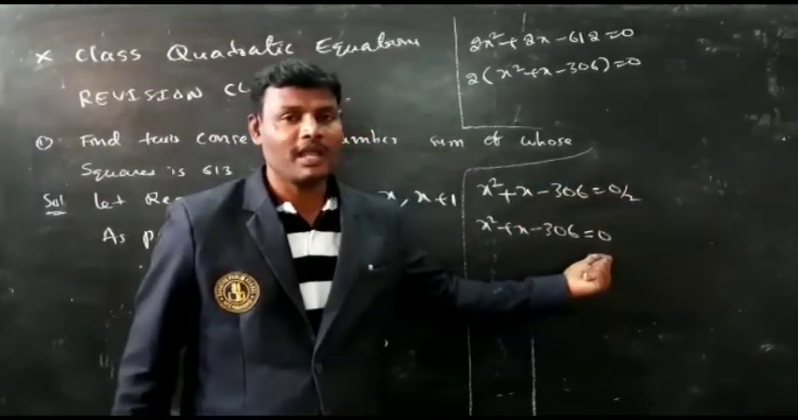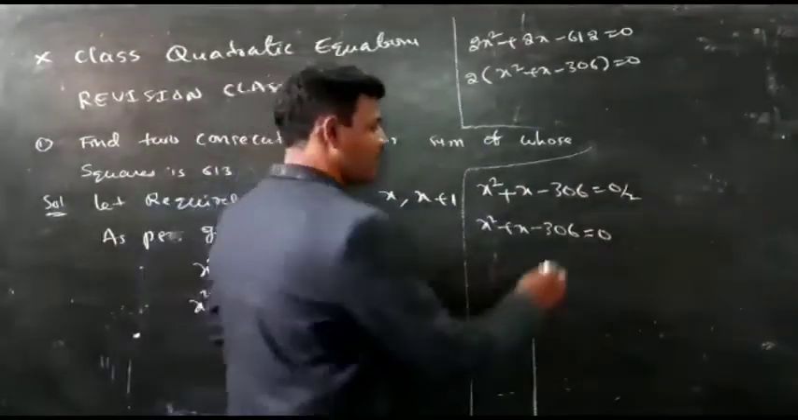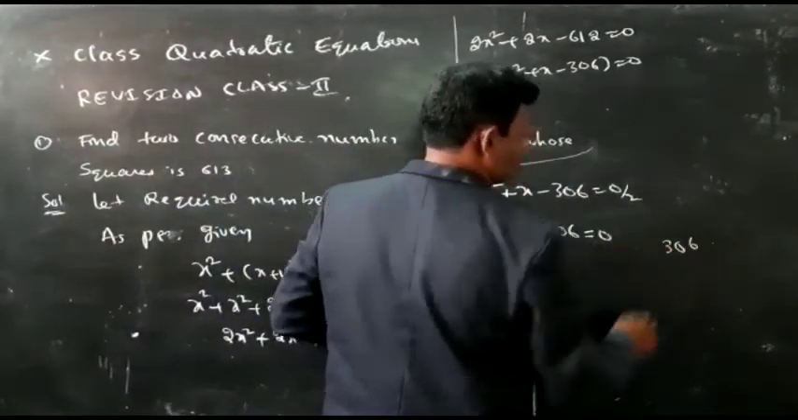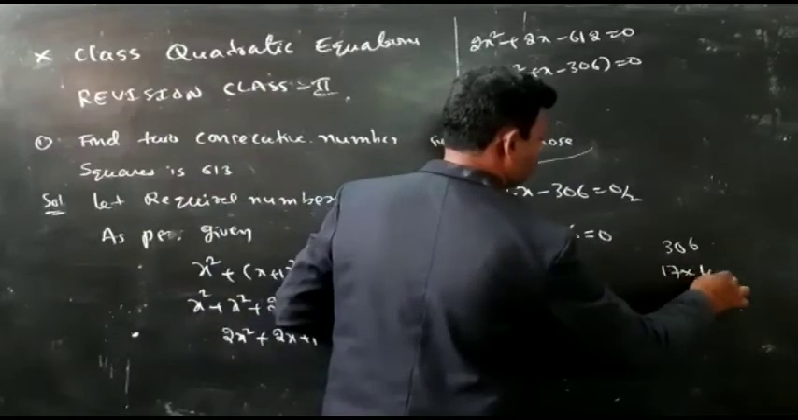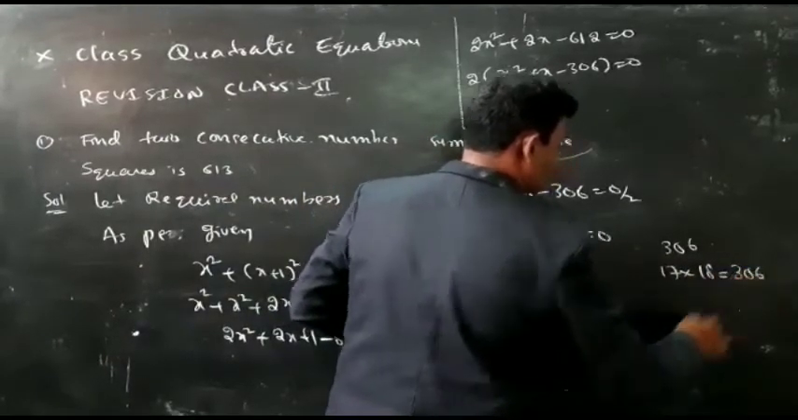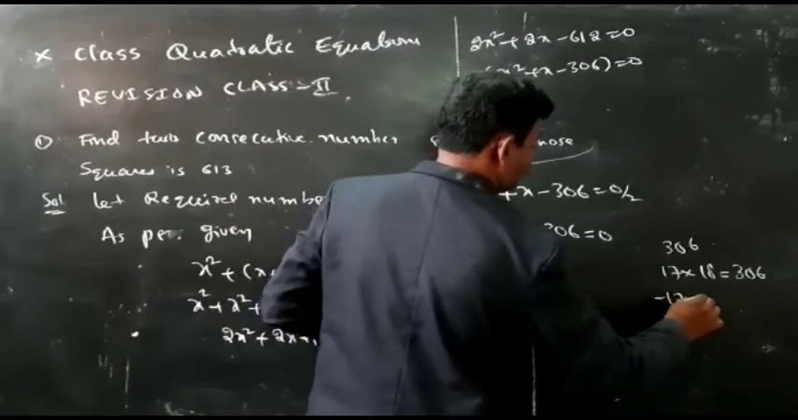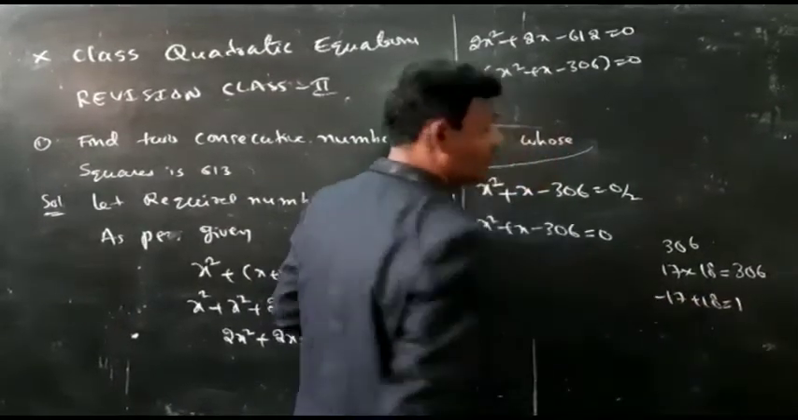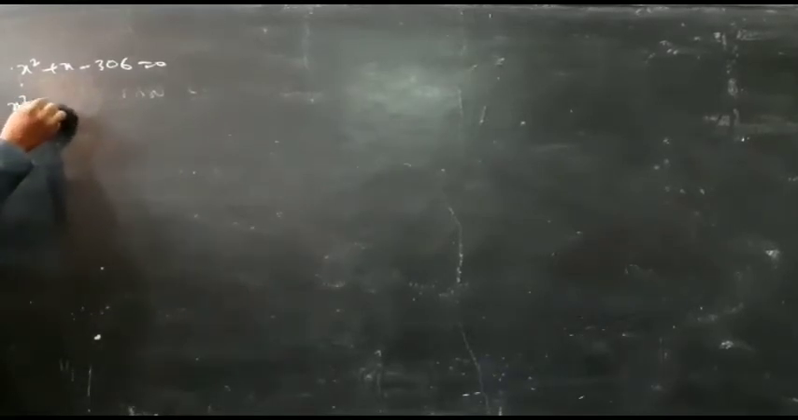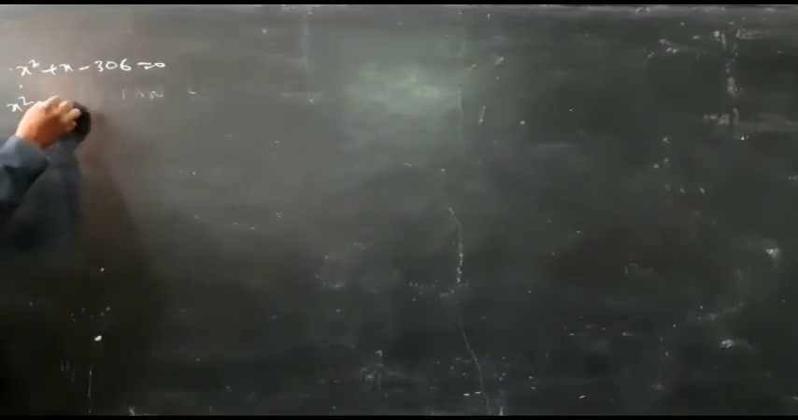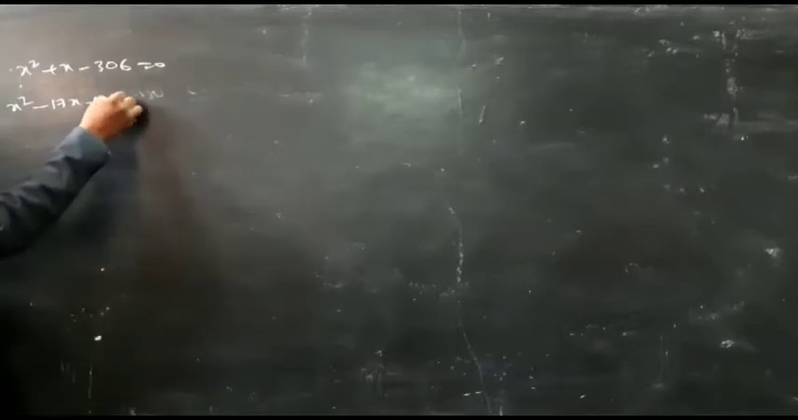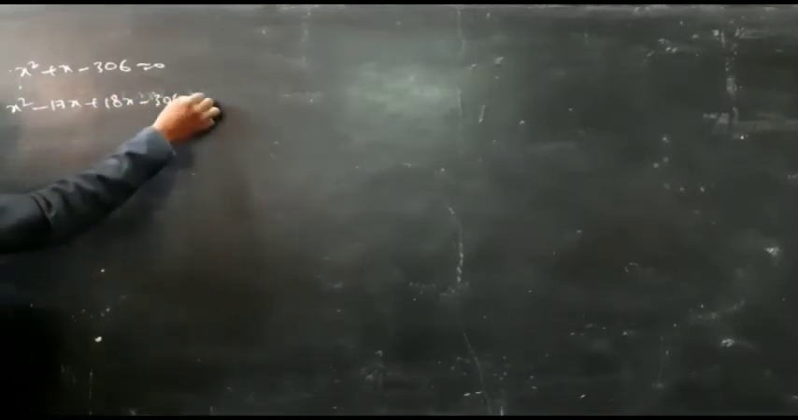Now I am going to apply the factorization method. Here 306, we can write 17 into 18 is equal to 306. But I need 1 here. So minus 17 plus 18 is equal to 1. x square plus x minus 306 is equal to 0. So x square minus 17x plus 18x minus 306 is equal to 0.